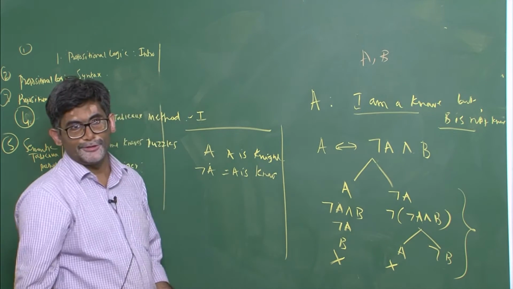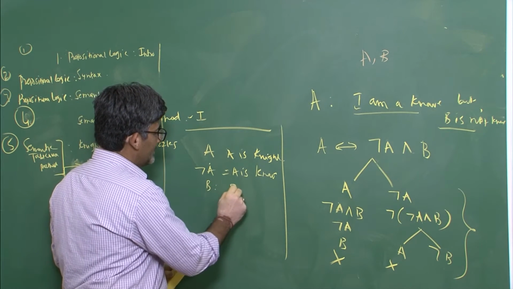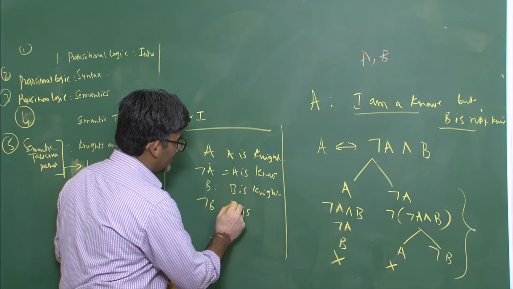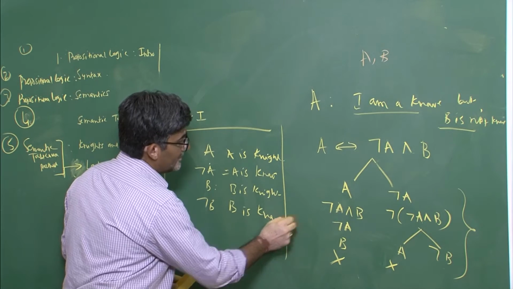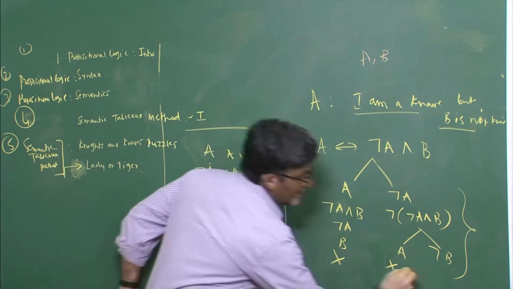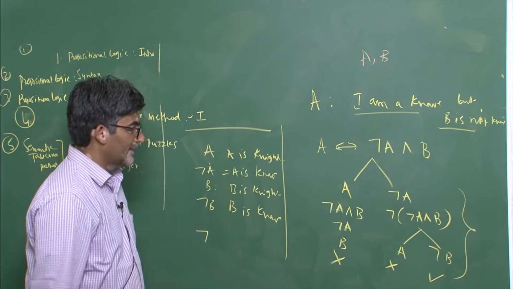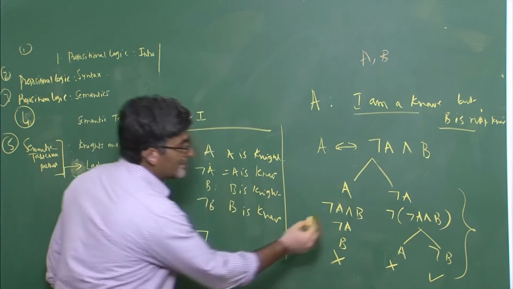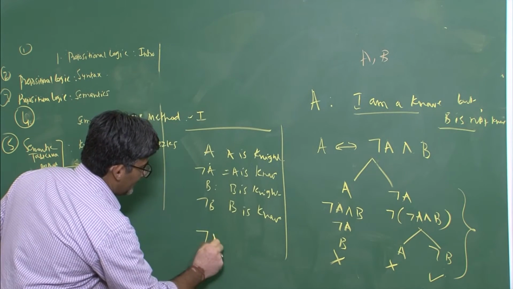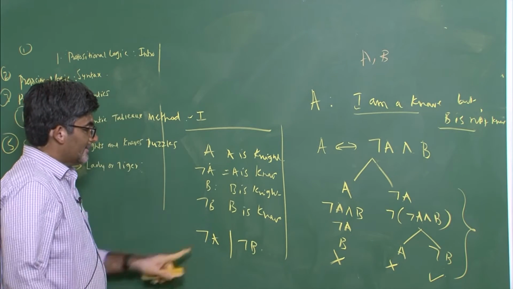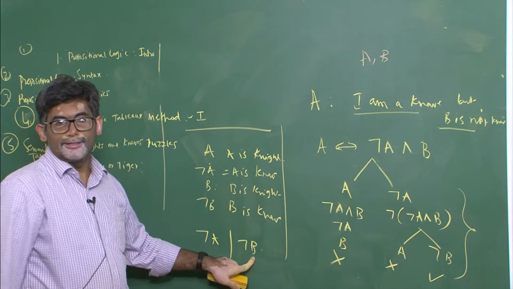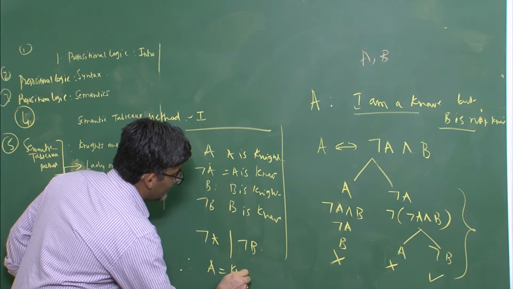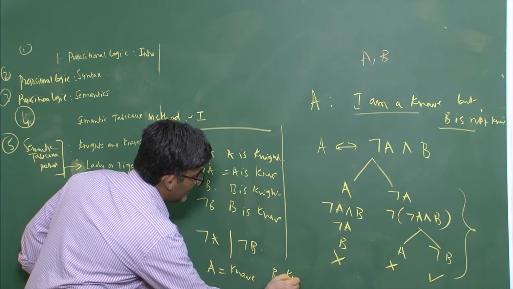Not a knight means knave. In the same way, B means B is a knight. Not B means B is a knave. So the answer that we got is that the open branch is the one which you need to inspect. The open branch tells us when this formula is going to be true. So now this is the open branch, not A and not B. Not A means A is a knave and not B means B is a knave. So that's why the answer here is A is a knave and B is also a knave.